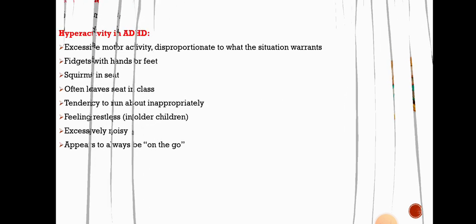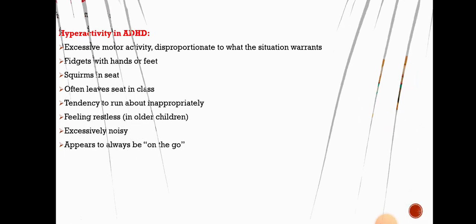Next, moving on to hyperactivity in ADHD. It is mainly characterized by motor disturbances. The child will have motor disturbances. They always want to move from one place to another. The next one is fidgets with hands or feet. Fidget means movement; they make movements with hands or feet. The next one is squirms in seat. Squirm means movement, moving in the seat.